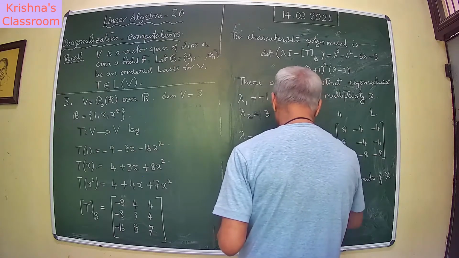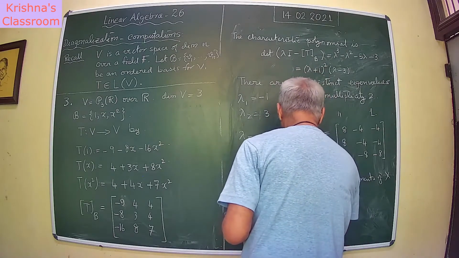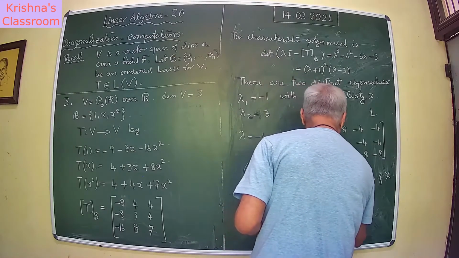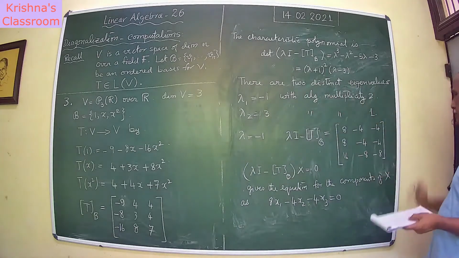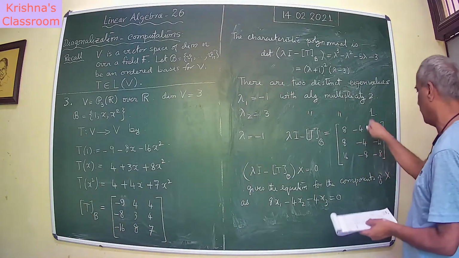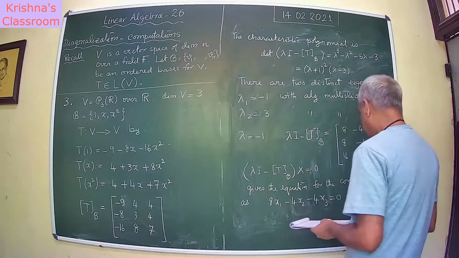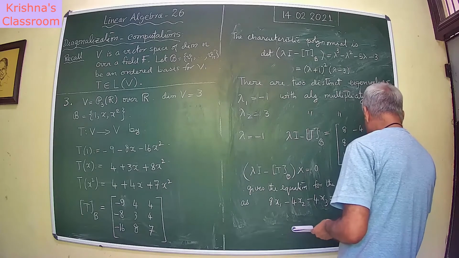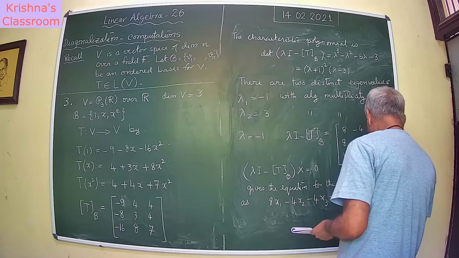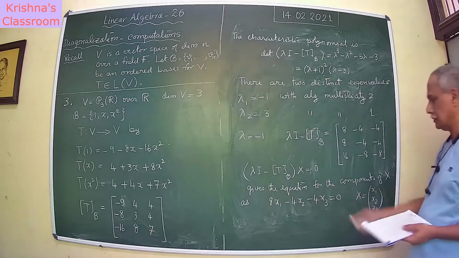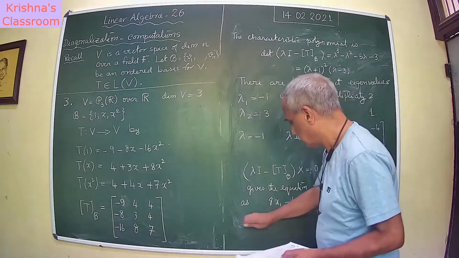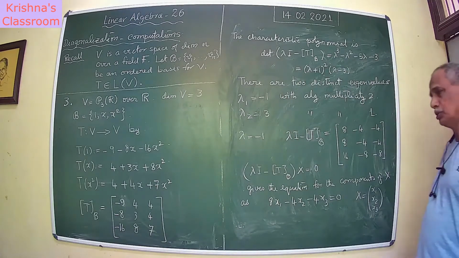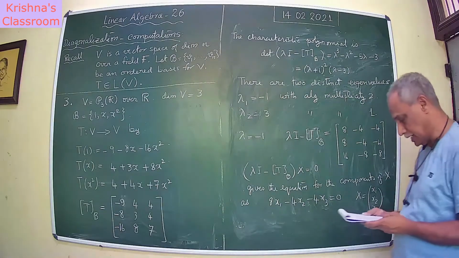x1 minus 4x2 is a single equation, because all these equations are the same. This is the scalar multiple of the other. There's only one equation. Now this provides you with solutions, two linearly independent solutions.